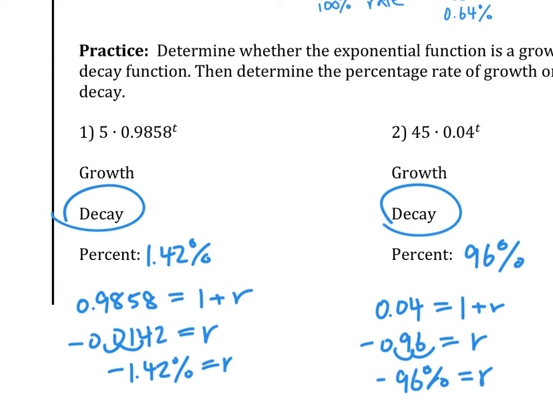If you're telling people that it's decaying, it's very intuitive that it must be subtracting from 100%. So if you just say it's decaying by 1.42%, everyone knows that you're going to subtract 1.42% from 100. So it's not necessary that you write minus, but if you do, I'm pretty sure that it really doesn't matter. It's just a little redundant.